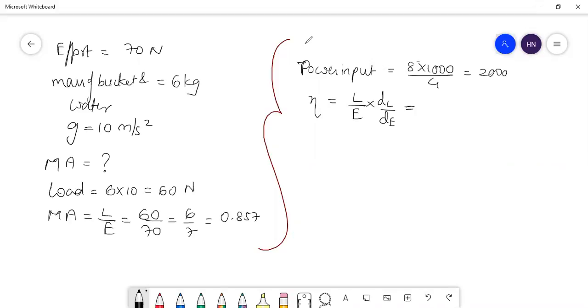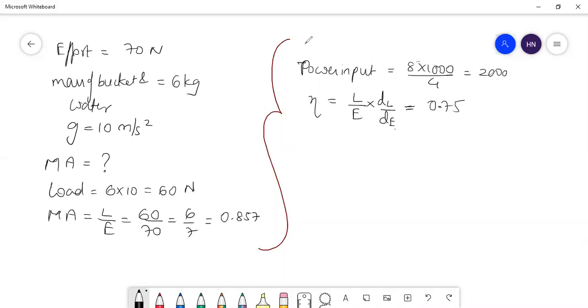Yeah. So that will be your load by effort into distance moved by load by distance moved by effort. That's the ratio, mechanical advantage by velocity ratio. Once you substitute, mechanical advantage is equal to load by effort, which will be 5, and the velocity ratio will be MA by efficiency, which will be 5 by 0.75. So it will be 20 by 3.